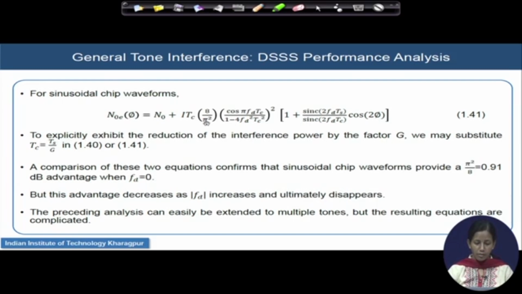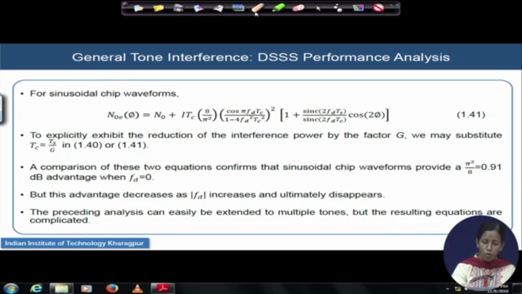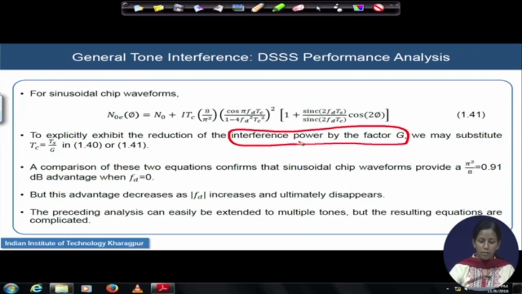Now, if we consider that capital G is equal to Ts by Tc, and substitute these values, we will be able to see a reduction of the interference power by a factor of G. So, the interference power will be reduced by a factor of G compared to the case where we put only the value of Ts and compute the noise power spectral density, and if you put Tc equal to Ts by G.